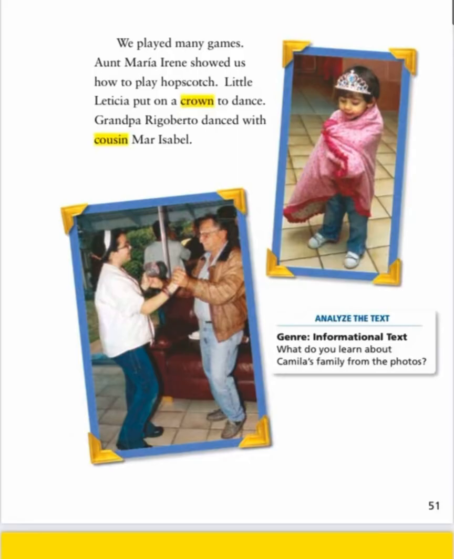We played many games. Aunt Maria Irene showed us how to play hopscotch. Little Leticia put on a crown to dance. Grandpa Rigoberto danced with cousin Maria Isabel. Analyze the text. Genre: Informational Text. What do you learn about Camila's family from the photos?